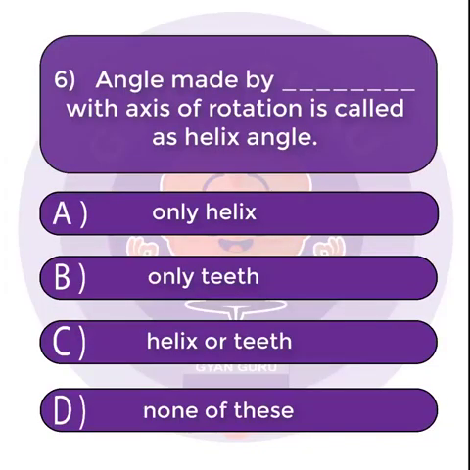6. Angle made by ________ with axis of rotation is called as helix angle. A. Only helix. B. Only teeth. C. Helix or teeth. D. None of the above.